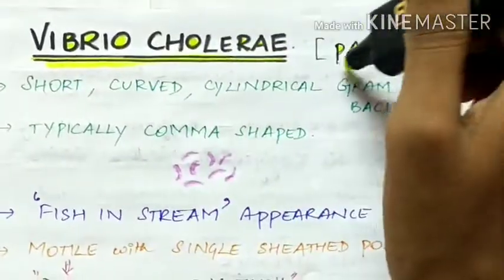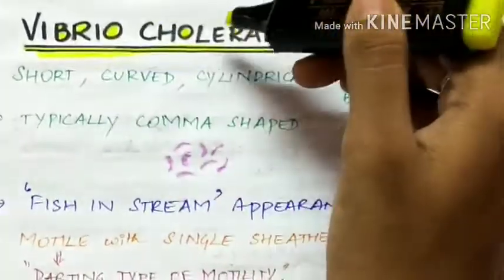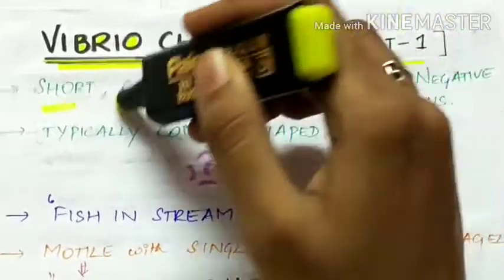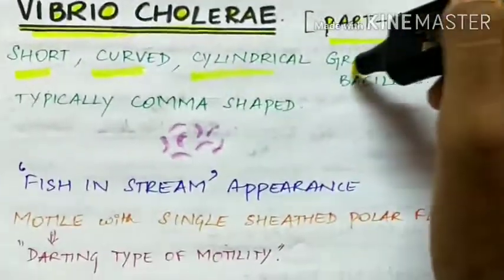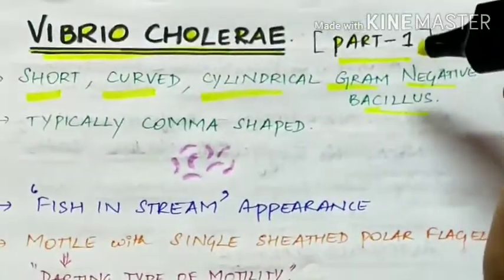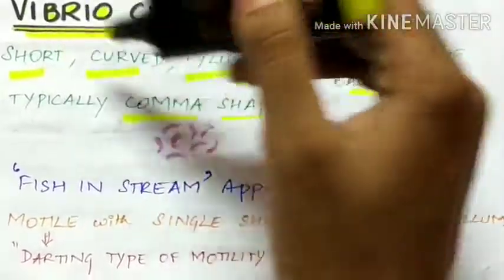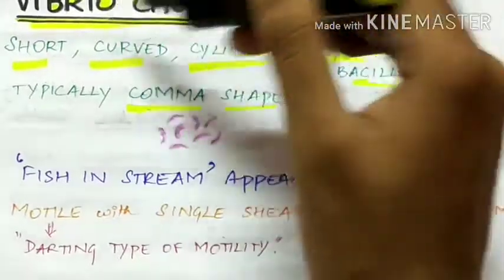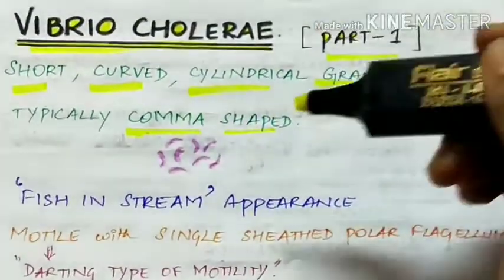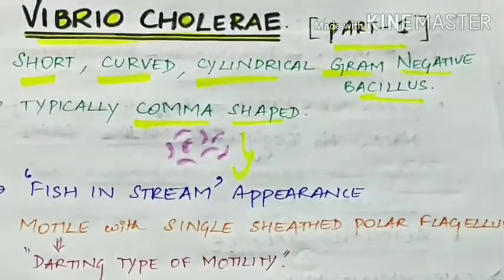Vibrio cholerae, Part 1. Vibrio cholerae are short, curved, cylindrical, gram-negative bacilli. They are typically comma-shaped. Vibrio means comma-shaped, so these Vibrio cholerae are comma-shaped bacteria. This is the appearance of Vibrio cholerae.